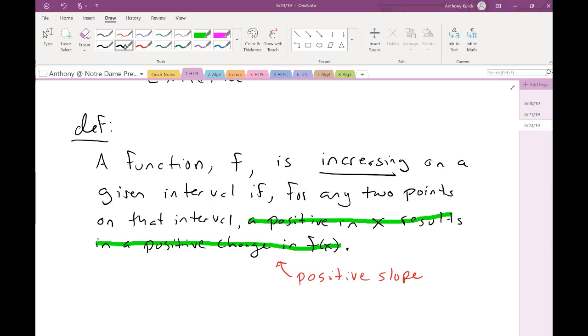Stop talking, please, guys. But you get the idea, right? So close, very close, though.